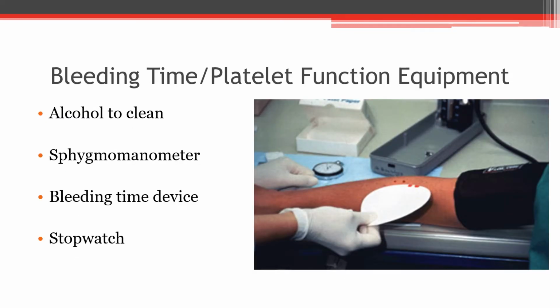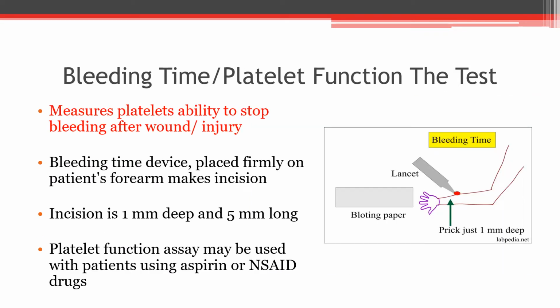Bleeding time or platelet function equipment: alcohol to clean, sphygmomanometer, bleeding time device, stopwatch. The test measures platelets' ability to stop bleeding after wound or injury. The bleeding time device, placed firmly on the patient's forearm, makes an incision. The incision is 1 mm deep and 5 mm long. Platelet function assay may be used with patients using aspirin or NSAID drugs.